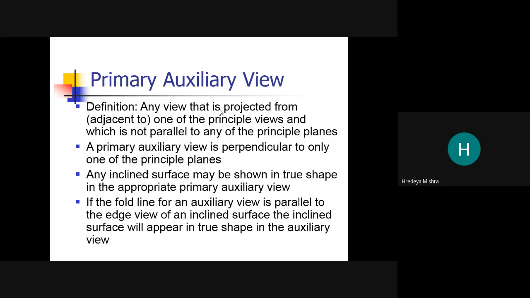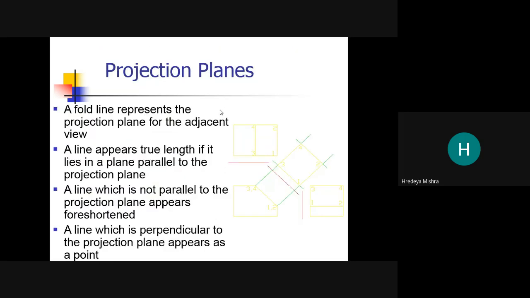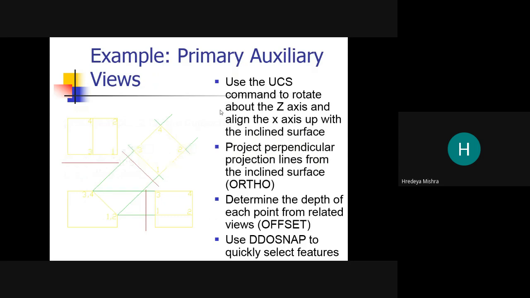Any inclined surface may be shown in true shape in the appropriate auxiliary view. If the fold line for an auxiliary view is parallel to the edge view of an inclined surface, the inclined surface will appear in true shape in the auxiliary view. True shape in the auxiliary view. Okay, so see here.